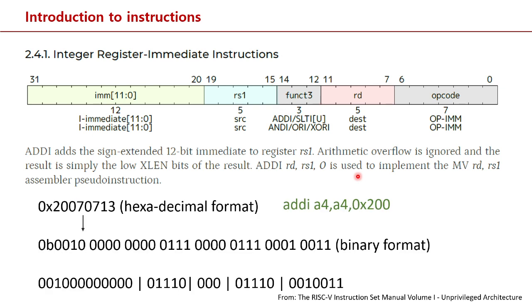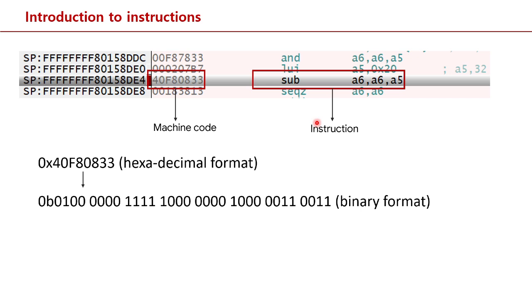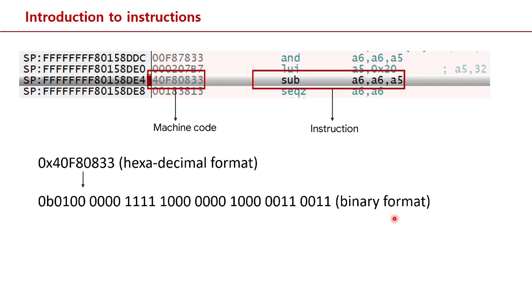So we learned how the machine code can be converted into binary format, and how to read the bit assignment map that represents the machine code. In this example, the ADDI assembly instruction was analyzed as the example instruction. In the next lecture, we are going to explore another example assembly instruction, the SUB assembly instruction.